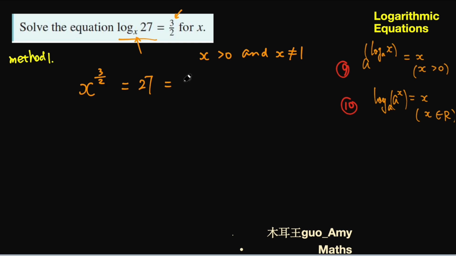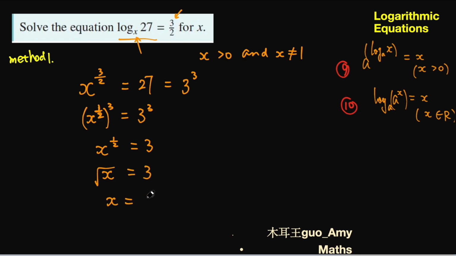As we know, 27 is equal to 3 to the power 3. Then we separate the index 1/2 times 3. By comparing them, we know x to the power half is equal to 3. Then it means root x is equal to 3, so x is equal to 9.